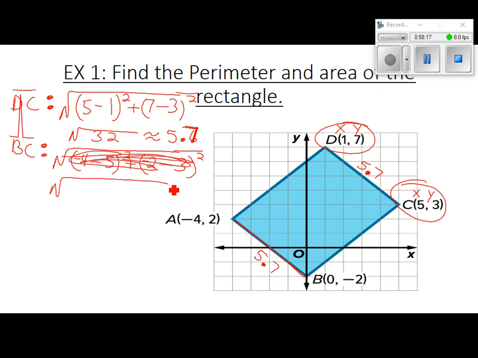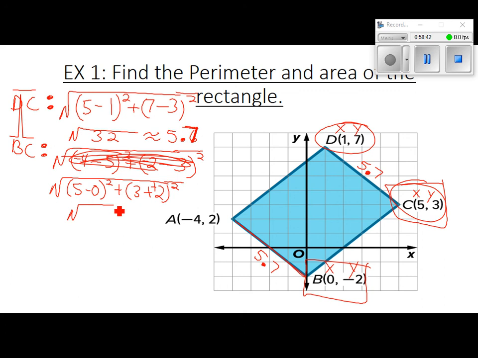B and C. That's an X, that's a Y, that's an X, that's a Y. 5 minus 0. 5 minus 0. 3 minus a negative 2. Are we right now? Yes. Guess I should be paying more attention, shouldn't I?